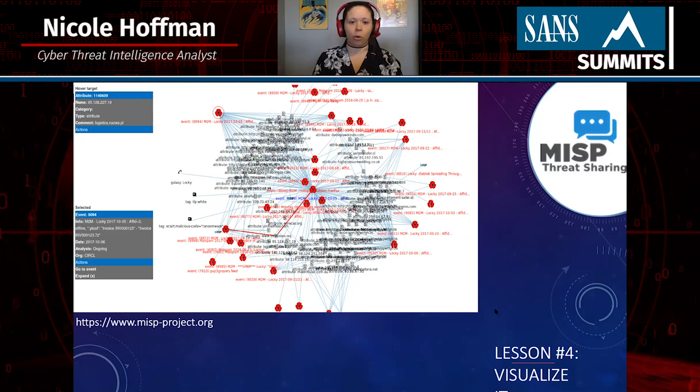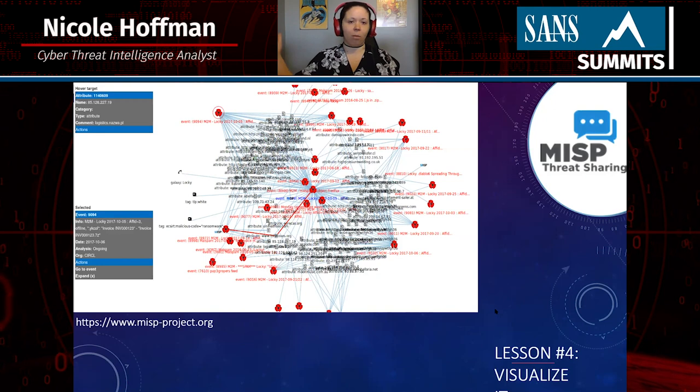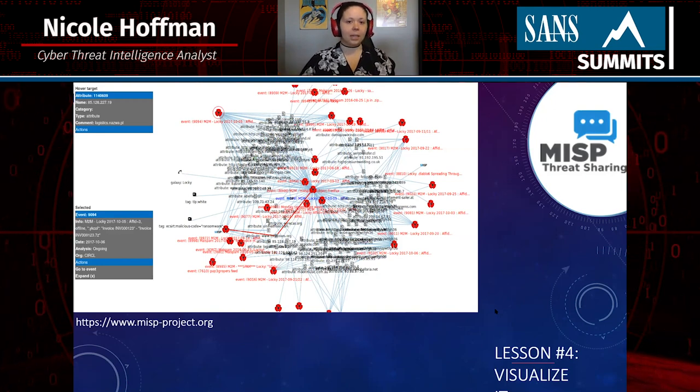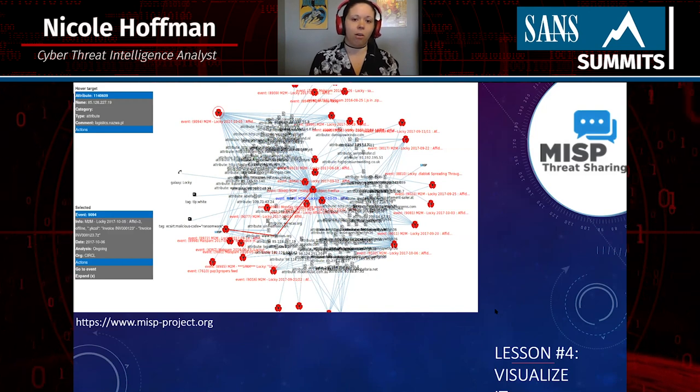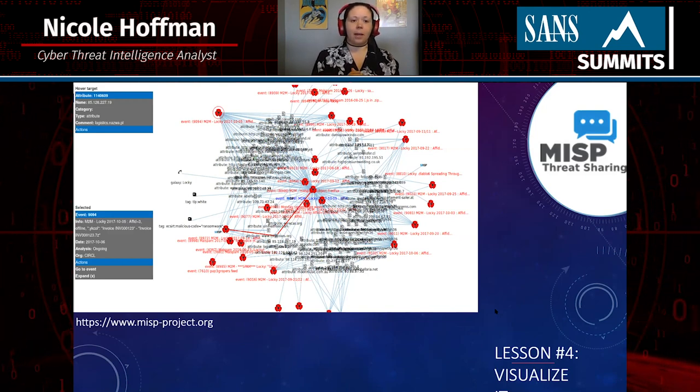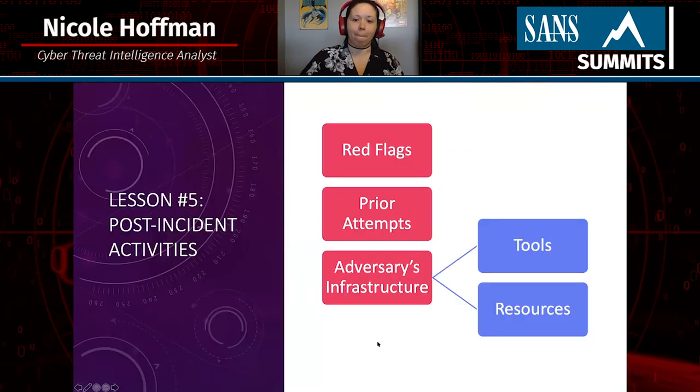So you can do all sorts of indicators. You can create your own graphs. And the one thing I like about it the most is it has an automatic correlation engine on the back end. So it'll actually correlate the indicators that are matching from different events. And I personally really love it, because it's really easy to use, really easy to deploy, and it's open source. So it doesn't require a whole lot.